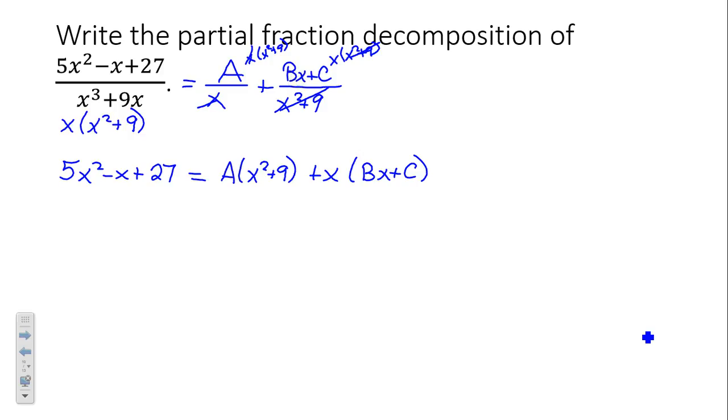Now, normally we would ask what are good numbers to plug in for x, and we can still do that. We can let x be 0, but it's not going to help us completely because we have a messy x² + 9, and there's no good real number to plug in for that. So when you notice you aren't going to have simple numbers to plug in, you can multiply this out, FOIL it or distribute it. We'll have Ax² + 9A, make that capital, plus Bx² + Cx.